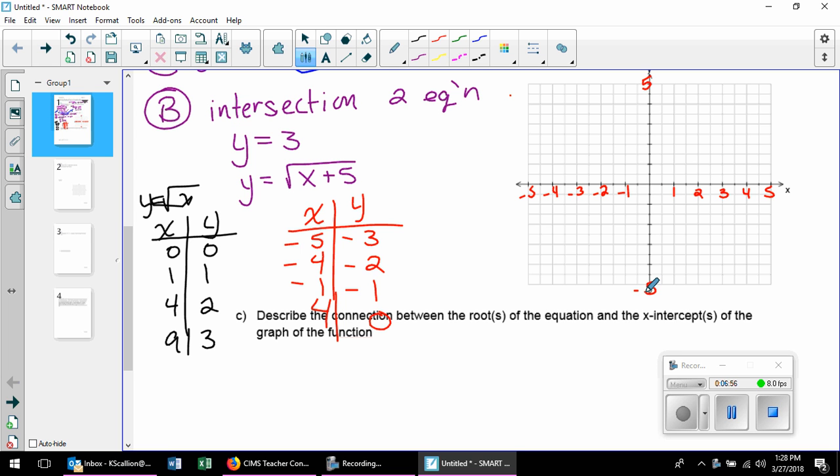All right, so negative 5, negative 3, negative 4, negative 2, negative 1, and 4, and 0. So my solution to this would be my x-intercept, which occurs at 4 and 0.